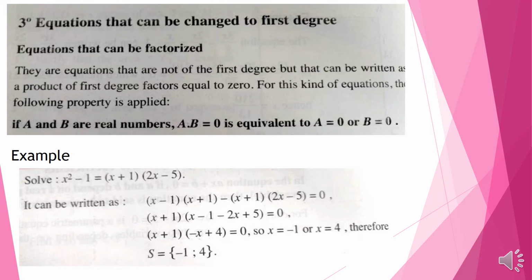x plus 1 times minus x plus 4 equal to 0. This equation takes the form a times b equal to 0, so at least one of them is equal to 0. So x plus 1 equal to 0, that means x equals minus 1, or minus x plus 4 equal to 0, that means x equals 4. Therefore, this equation admits two solutions, minus 1 or 4. So the set of solutions is the set {minus 1, 4}.